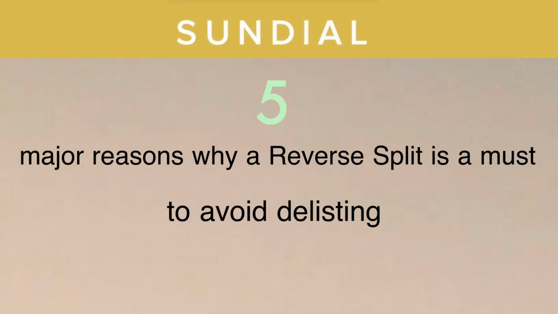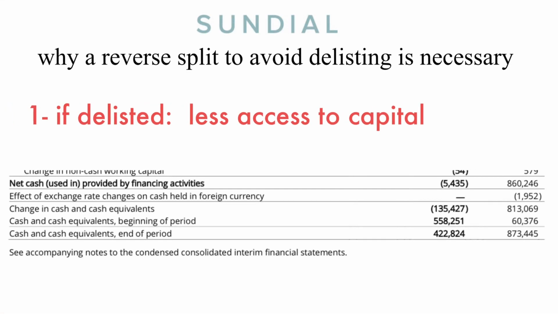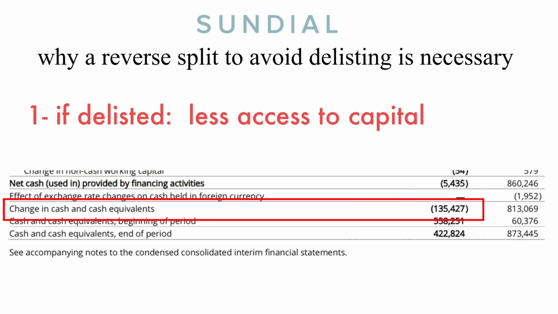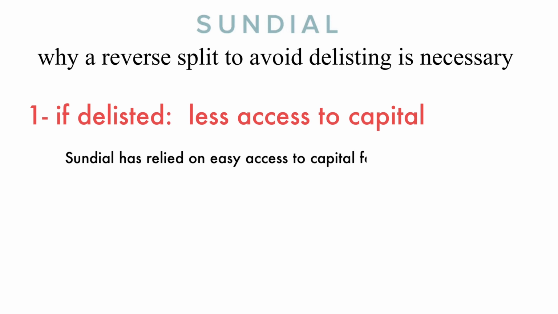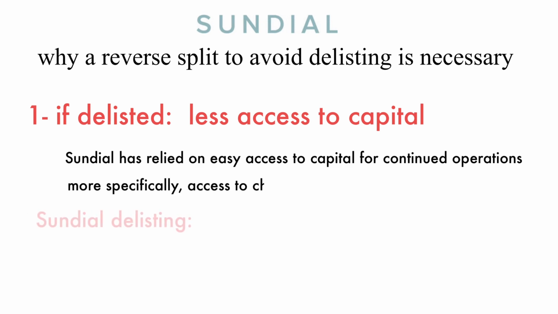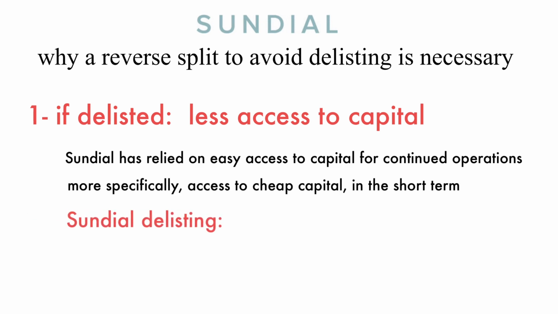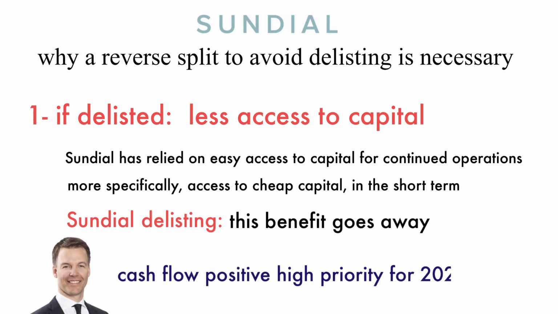Okay, so 5 major reasons why Sundial must undergo a reverse split to avoid delisting. Number 1, if Sundial gets delisted, they're going to have less access to capital. From my point of view, this is the main reason delisting to an OTC is not an option for Sundial. The change in cash and cash equivalents is big, and so Sundial has relied and will continue relying on easy access to capital, and more specifically, access to cheap capital, at least in the short term. This benefit goes away if they're delisted, and remember, cash flow positive is high on Zach's priority list for 2022.